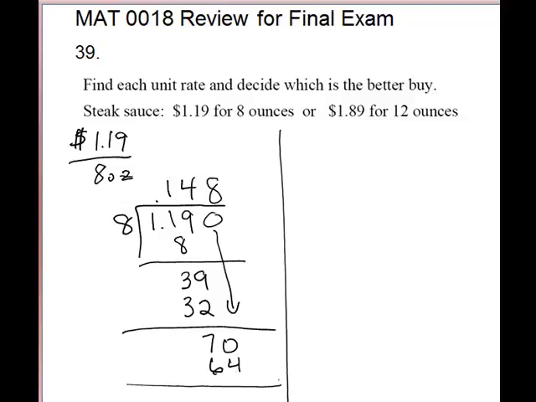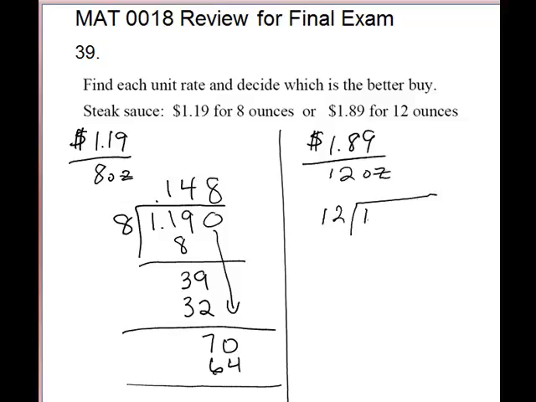Now, we're going to just leave it sitting there. What we want to find is which one has the lower unit price. That will be the better buy. So we're just going to match up digits. So we need to be able to see a difference. So for our second one, we do the same kind of setup. $1.89 for 12 ounces. It's a long division.